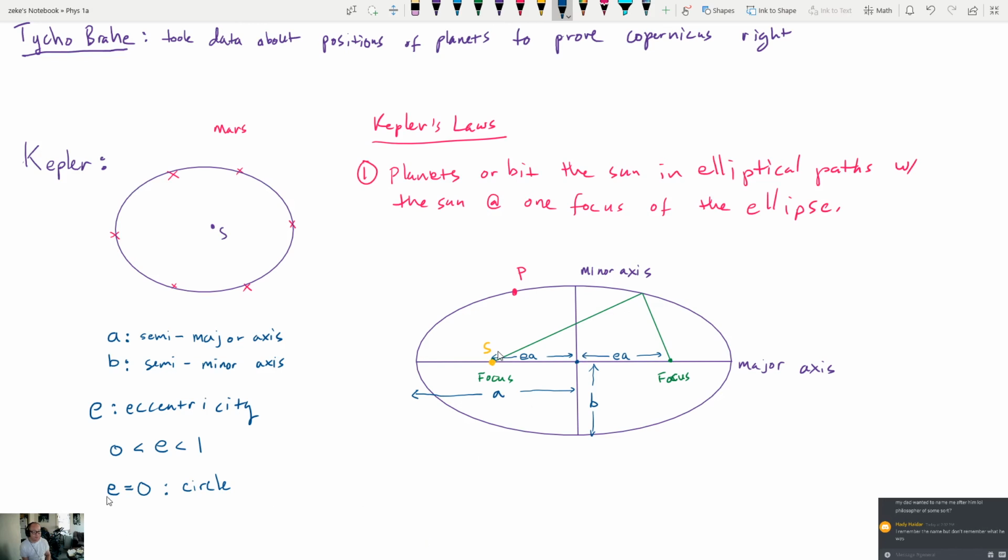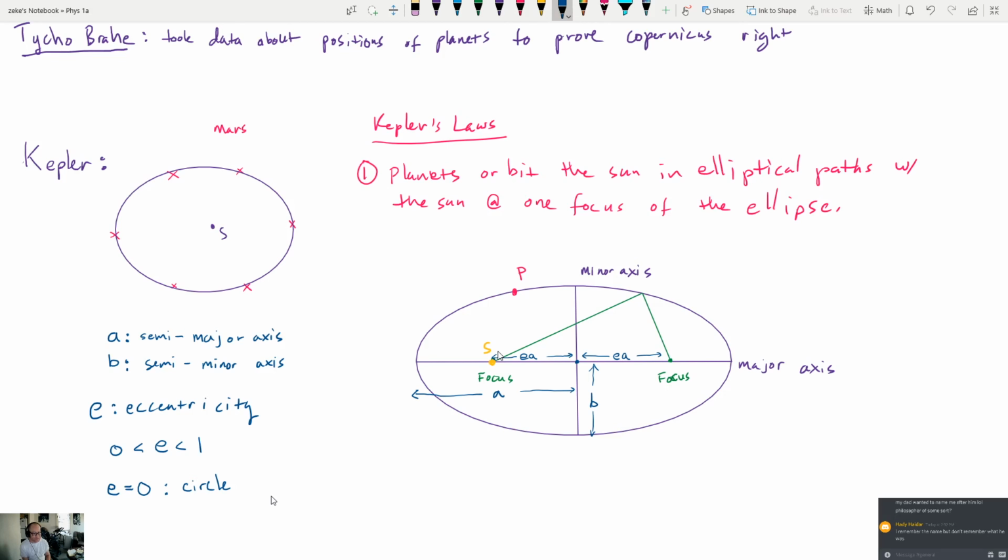So can you see that if E is equal to 0, the distance between the focus and the center would be equal to what? If you make E equal to 0, then you get 0 times A, so the distance between the focus and the center would just be 0, right? That would mean that the focus was on top of the center, so you basically just get a circle, okay? Anything between 0 and 1 is going to give you an ellipse.